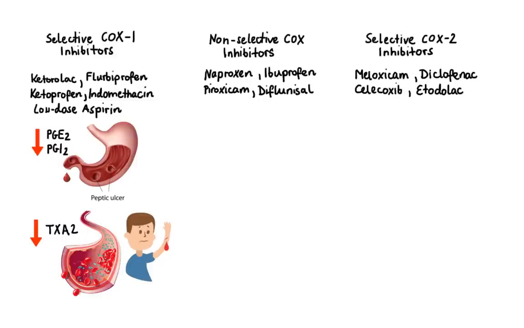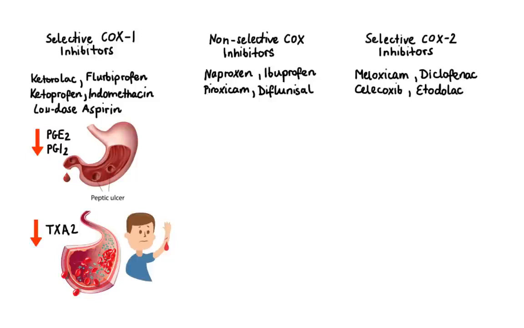Moreover, because platelets don't have nucleus, they can't make new enzyme, so aspirin-induced antiplatelet effect persists even after aspirin therapy is stopped, as it takes several days for the new platelets to replace the old ones. So again, agents with higher selectivity for COX-1 enzyme are also associated with prolonged bleeding time.